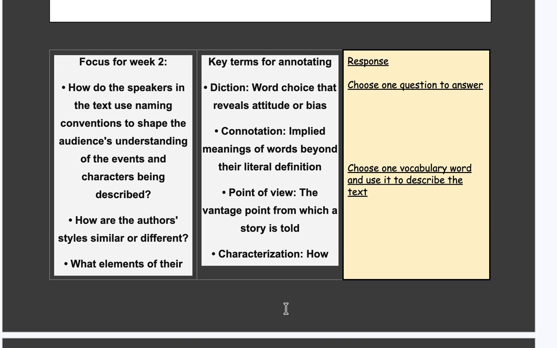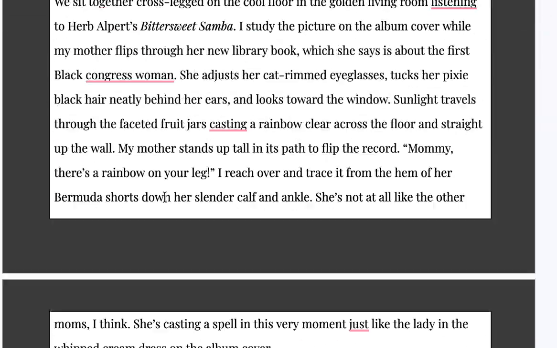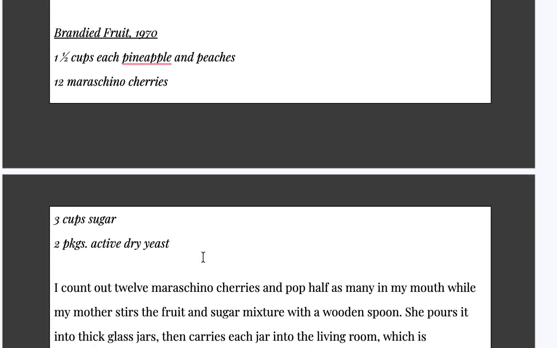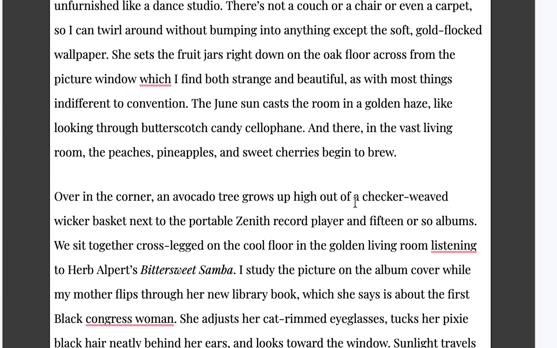Okay, let's talk about our vocabulary. How does the speaker use naming to help us understand? Let's look back for a name. The names of books, the names of ingredients, right? We never get her mother's name, but we get the names of the specific fruit. She doesn't say put some fruit in a jar. It's peaches and pineapples and sweet cherries.